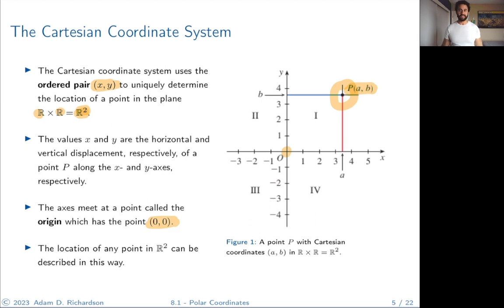That's essentially where the two real lines cross over each other. And yeah, so the idea is this. The location of any point on the plane can be described in this way. So if you want to point your finger at any point on that plane, I can tell you the coordinates of that point, and we'll be able to talk about it in that way. All right, so that's the Cartesian coordinate system.